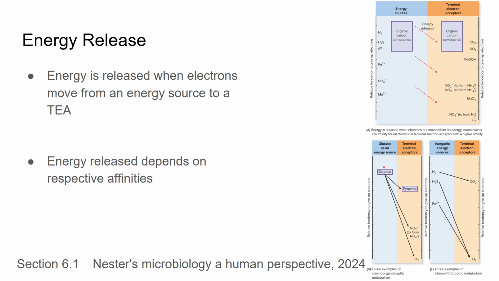So really, the energy released depends on the difference between the two. Glucose releasing to pyruvate only releases a little bit of energy, but glucose releasing to oxygen releases a lot. And you might see nitrate to nitrite. This is going to be a different pathway, like anaerobic respiration, but we'll come back to that later.